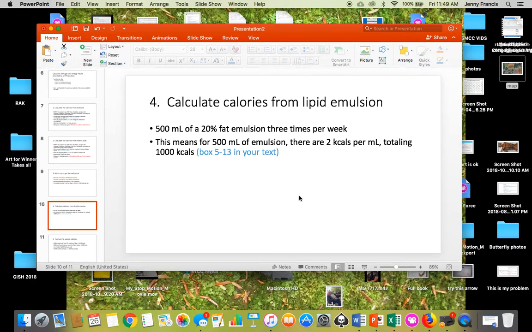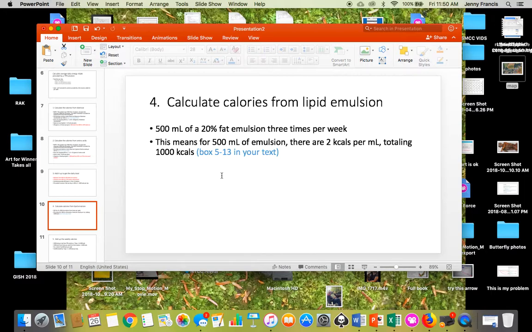Okay, so for fat emulsions, lipid emulsions, box 513 in your text states, 20% fat emulsion means that for 500 milliliters, there are 2 calories per milliliter, totaling 1,000 calories. So 500 milliliters times 2 calories is 1,000 calories. A 10% fat emulsion means for 500, there's 1 calorie per milliliter, so it would be just 500 calories. But we're not worried about that because the problem states 20% fat emulsion: 500 milliliters of emulsion, 2 calories per milliliter, 1,000 calories.